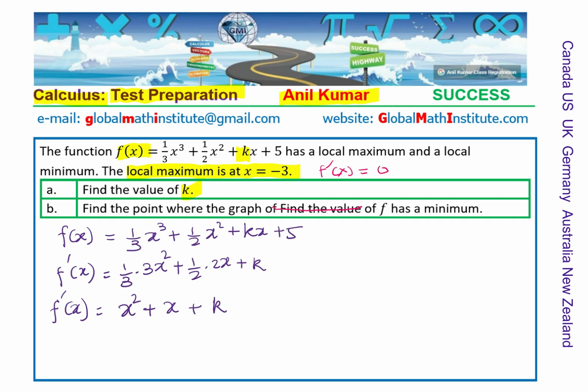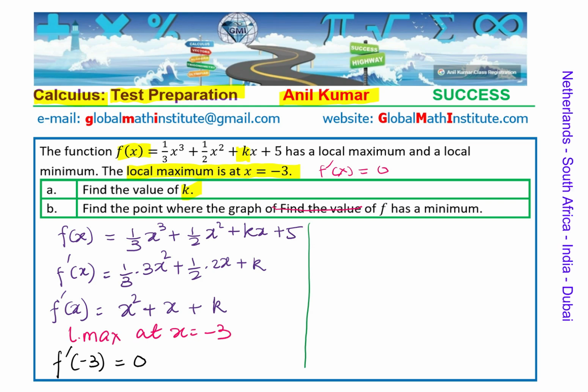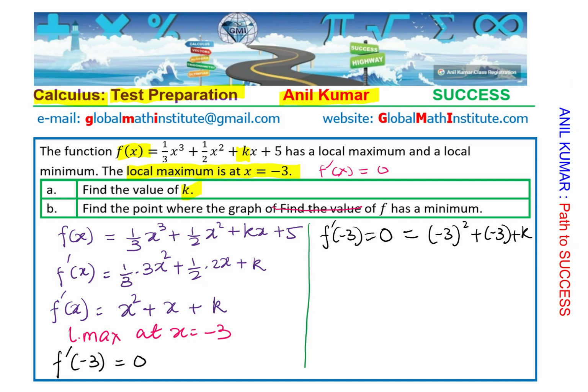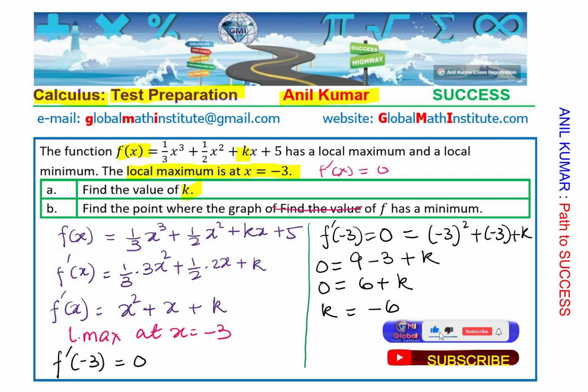So the condition is that local maximum at x equals minus 3. So it means that the derivative of the function at minus 3 should be equal to 0. That is what it means, right? So let's substitute minus 3 for x and see what. So f dash of minus 3 equals 0. Substituting minus 3, we get minus 3 squared plus minus 3 plus k, right? Rearrange. So we have 0 equals 9 minus 3 plus k, which is 6 plus k, or the value of k is minus 6. Right? So we got the value of k.